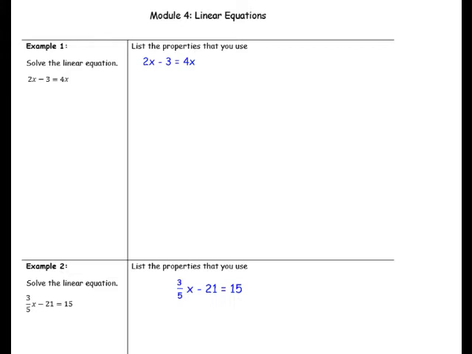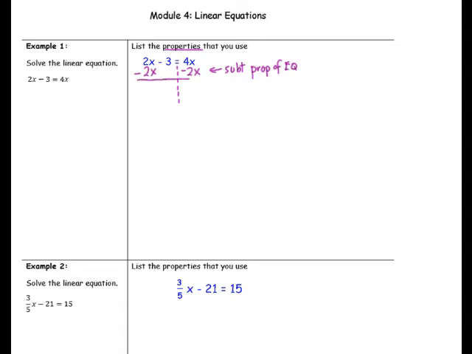So I want to move the 2x to the other side of the equation and get the variables on the right. So I am going to subtract 2x from both sides of the equation. Remember to do the same operation with the same term on both sides of the equal sign. The property that we're using here is the subtraction property of equality, because we are subtracting the same term from the left and the right. It is the subtraction property of equality.